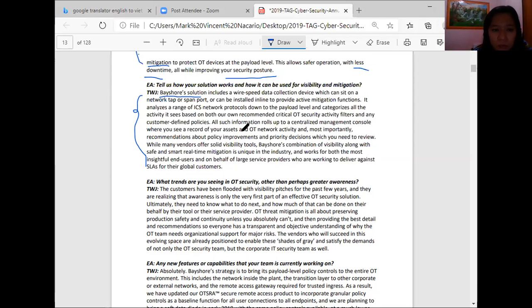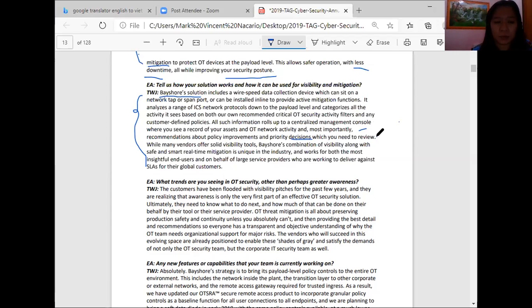Such information rolls up to a centralized management console where you see a record of the OT network activity, and most importantly, recommendations about policy improvement and priority decisions which you need to review.